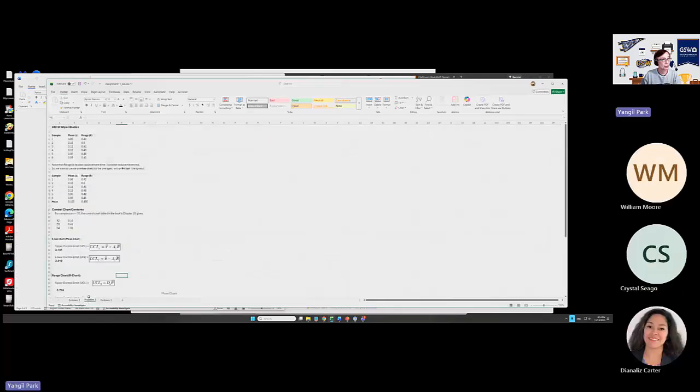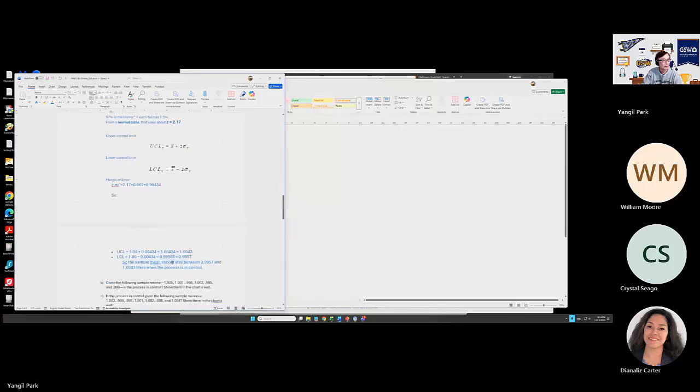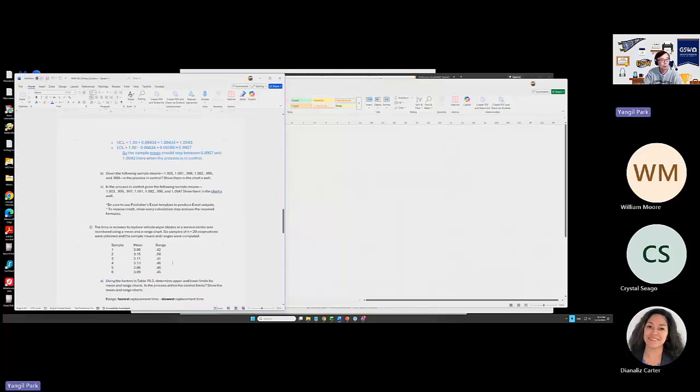Problem 2, let's see, this one. Yeah, this one is automobile wiper blade. And what was the exact wording for that? Replacing, okay, so the time, yes.